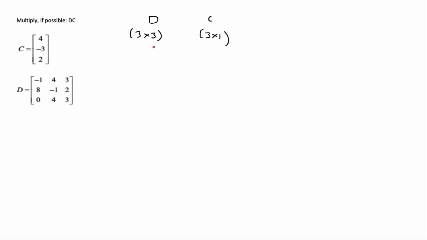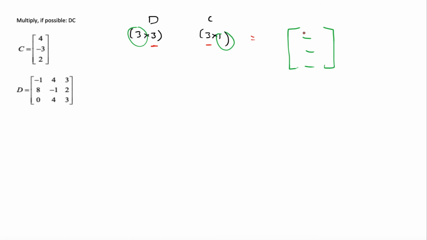We have to look at the number of columns here and the number of rows here. We see that these two numbers match. So yes, we can multiply these together, and in doing so, the dimensions of the matrix that we get should be these two numbers: the number of rows in the first matrix and the number of columns in the second matrix. So we know that we are going to end up with a 3 by 1 matrix.